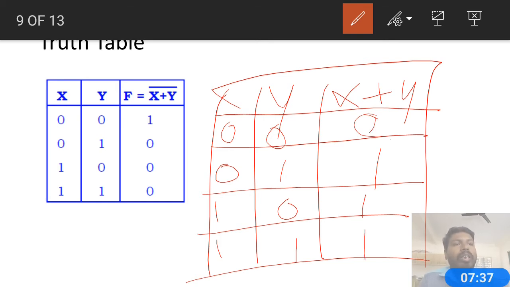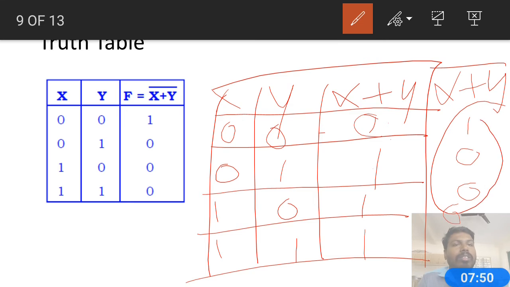Now we have to take the complement of this output, which means x plus y the whole complement. Now you can see 0 complement 1, 1 complement 0, 1 complement 0, 1 complement 0. This is the output of the NOR gate: 1 0 0 0. Understand? It is very simple to understand the NOR gate.